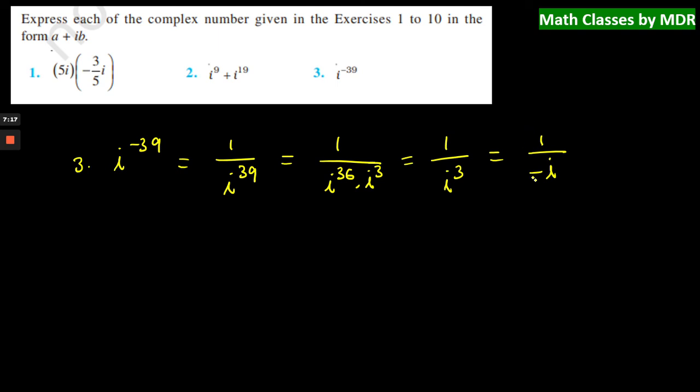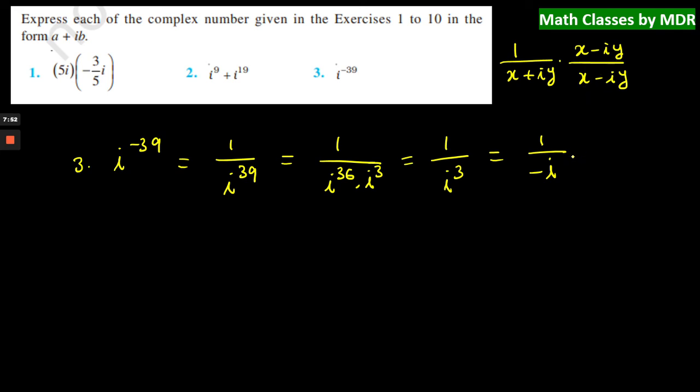So whenever we have i in the denominator, we can rationalize it to get this into a plus ib form. So how do we rationalize? Whenever we have any number just like x plus iy, we take the conjugate of the denominator, that is x minus iy, and we multiply this fraction by x minus iy in both numerator and denominator.